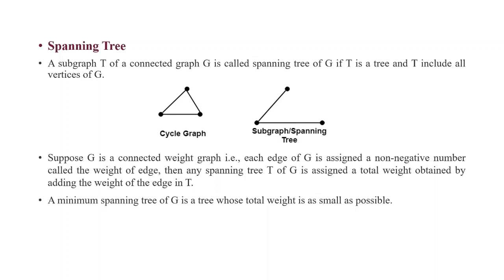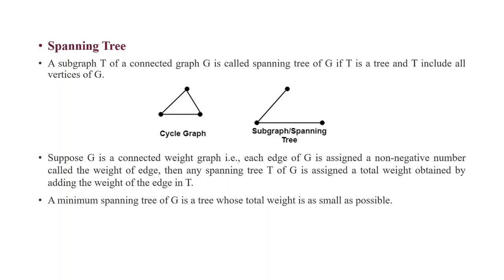Today we will see what is a spanning tree. In previous sessions, we already studied the spanning subgraph. Same as the spanning subgraph, this is a spanning tree. So what is a spanning tree? A subgraph T of a connected graph G is called a spanning tree of G if T is a tree and T includes all the vertices of G.